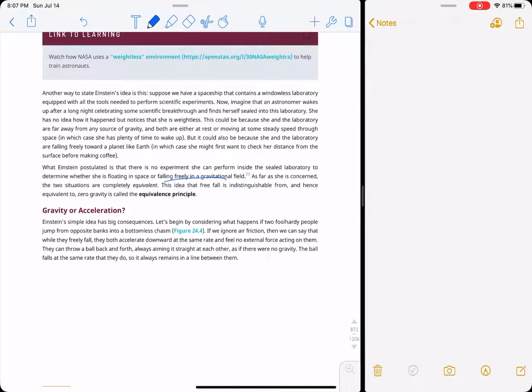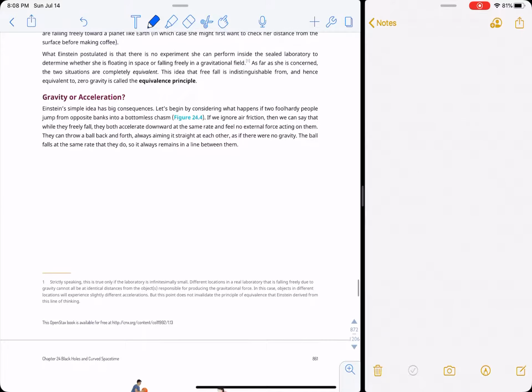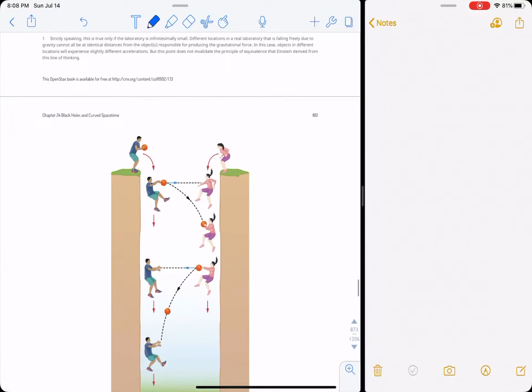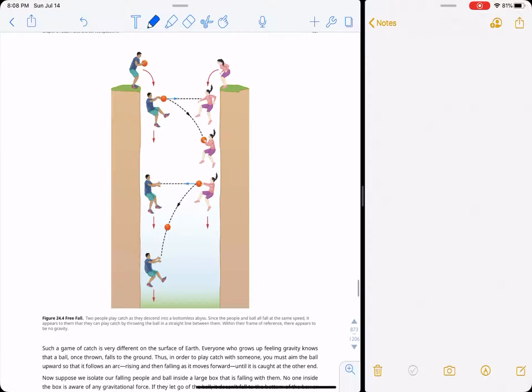So the idea that free fall is indistinguishable and equivalent to zero gravity is called the equivalence principle. Okay, so if you can't tell the area around you is moving, then you may as well be at rest. So free fall, no, zero gravity is the same thing. So then that's this whole thing. What does this mean? Is it gravity pulling you down, or is something accelerating you around? You wouldn't know. It'd be hard to tell.